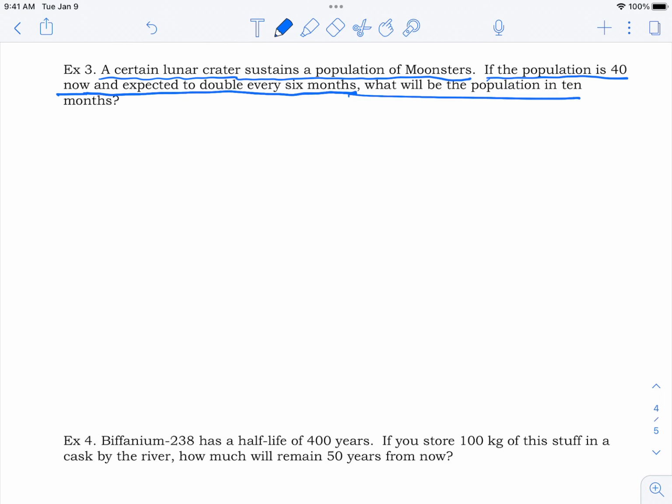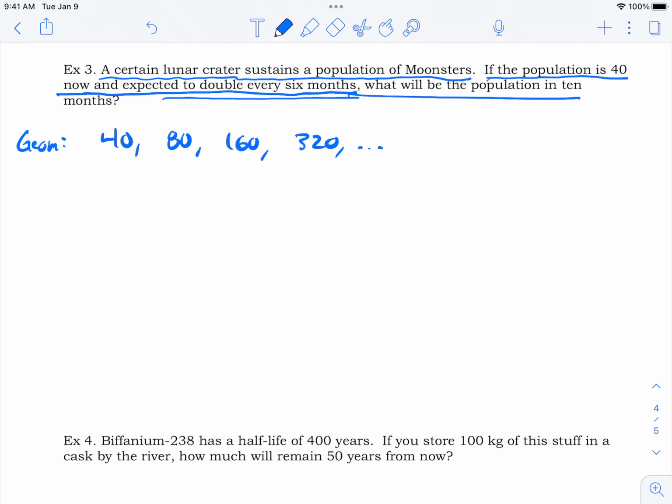Okay, it's 40 now, and it's going to keep doubling. So if we modeled this as a geometric sequence, we'd say, well, it's 40, and then it'll double to 80, and then it'll double to 160, and then it'll double to 320, and so on. So it is a geometric sequence in that sense. But how long does it take to get from 40 to 80? See, this is a new factor here. It takes 6 months to do that.